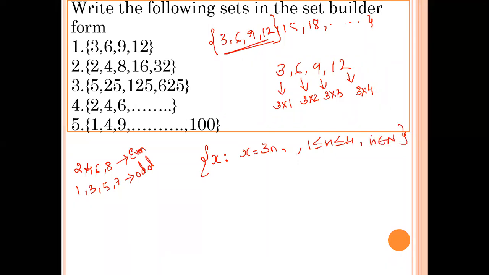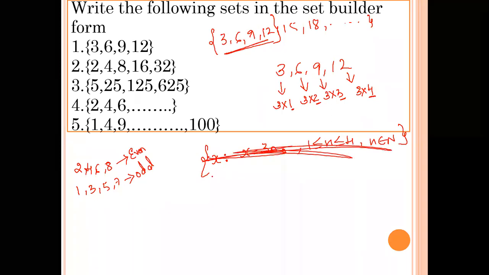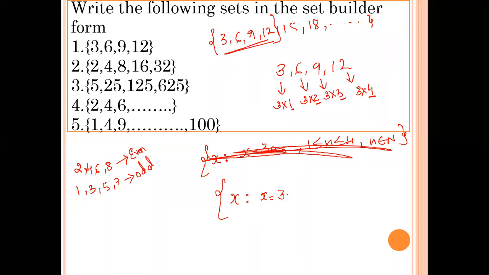Because look here, we have 3 into 1. Correct? Then we have 3 into 2. Then we have 3 into 3. Next we have 3 into 4. Correct? So how can I write this in the set builder form? I can write it as the set of all x such that x is equal to 3 into n, where n belongs to natural numbers. 1, 2, 3 are nothing but natural numbers. So if I write natural numbers, it will keep continuing.